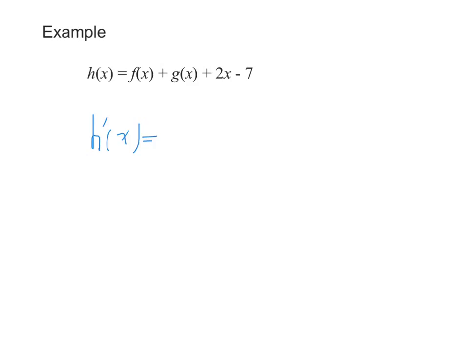The notation for the derivative of f is just simply that prime notation. So that'll be f prime of x. Same thing for g of x. I don't know what it is, so I'll just use that special notation with the prime, g prime of x. The derivative of 2x is 2, and the derivative of negative 7 is 0. So this is all we can do. It's the complete expression for the derivative of h. And we're done. So now let's go to an example.